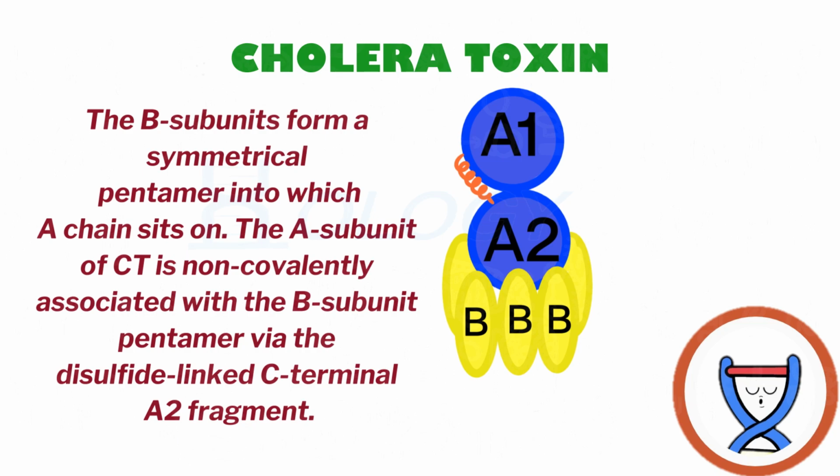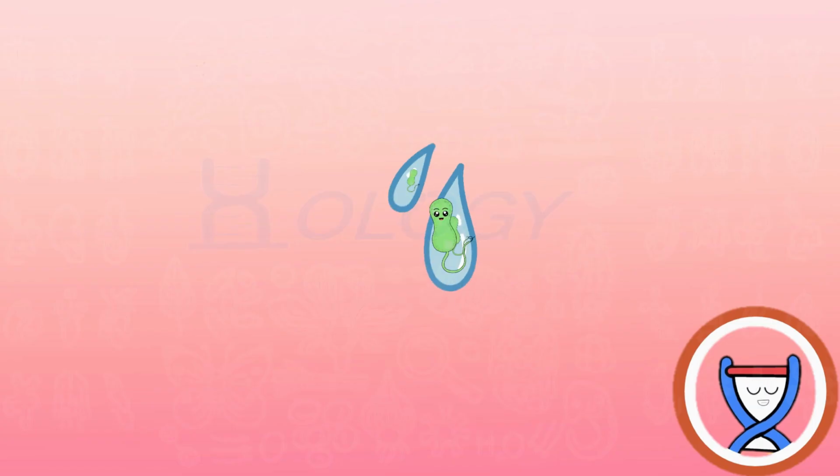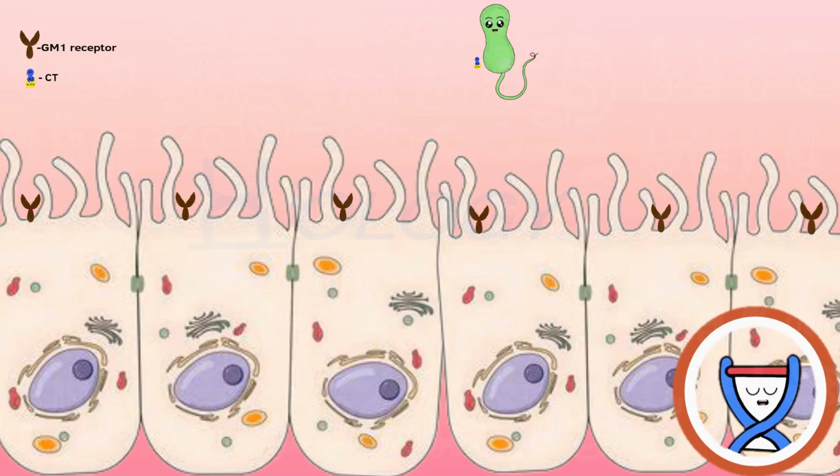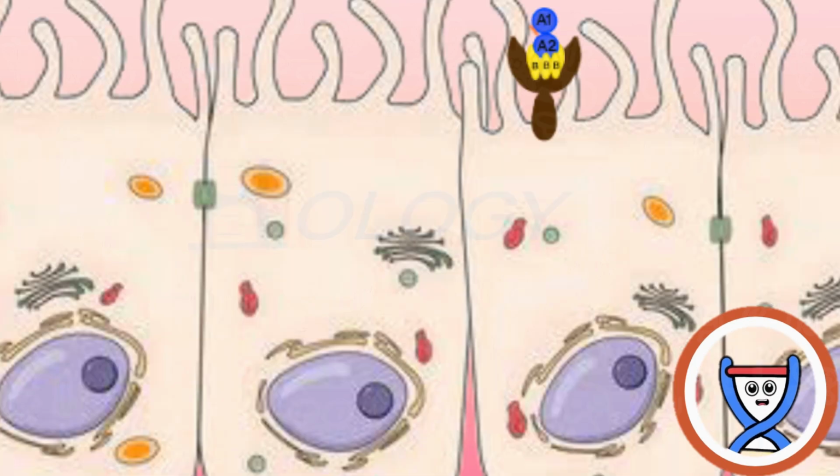fragment. When cholera toxin is released from the bacteria in the infected intestine, it binds to the intestinal cells known as enterocytes through the interaction of the pentameric B subunit of the toxin with the GM1 ganglioside receptor on the intestinal cell, triggering endocytosis of the toxin.